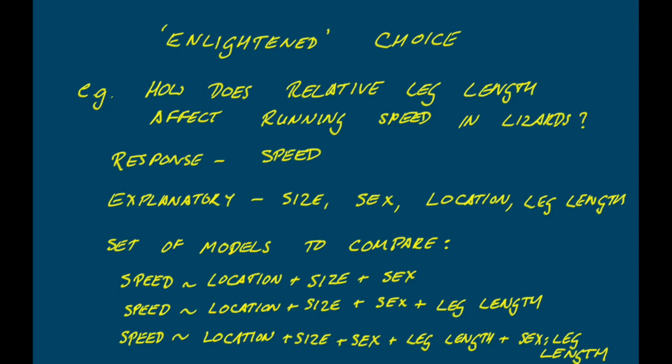So that's an example of what we might call enlightened model choice. And this is the kind of approach that's favoured by a lot of statisticians. So you should think hard about what it is you're doing, what you know about the system, and what questions you're asking. And then on that basis, you select a few candidate models and you compare them using some kind of criterion. So that was what we can call enlightened model choice.